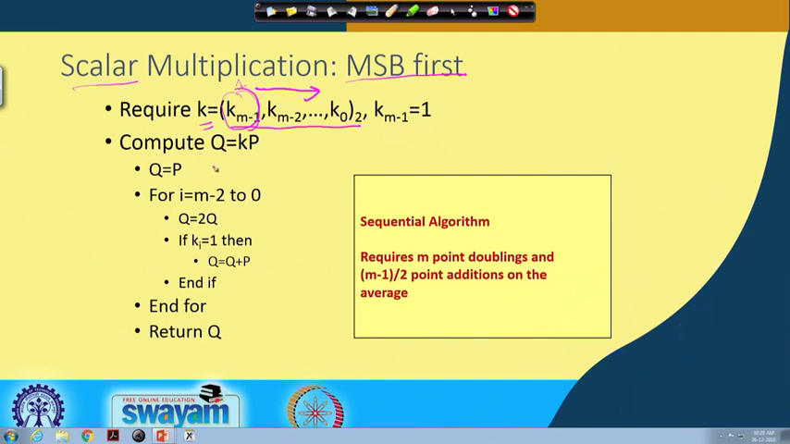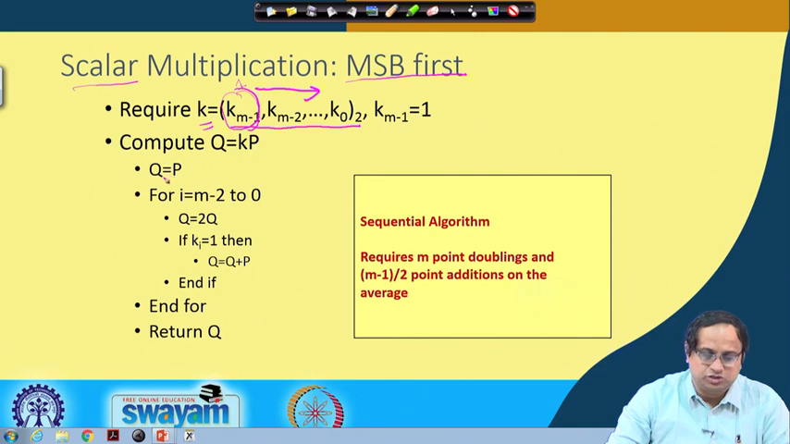The algorithm is very simple. What we want to do is basically add P k times, but without explicitly doing so. We initialize Q to P, and since I know that km minus 1 is 1, I start processing from m minus 2. I always do a doubling operation, and I do a conditional addition depending on whether this ki bit is 1 or not. That means, if ki is equal to 1, then I do a conditional addition, that is Q equal to Q plus P, and finally I return Q as the result. You can easily verify that this answer will be correct.